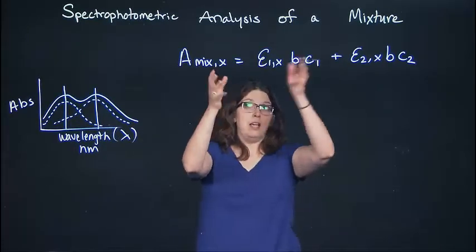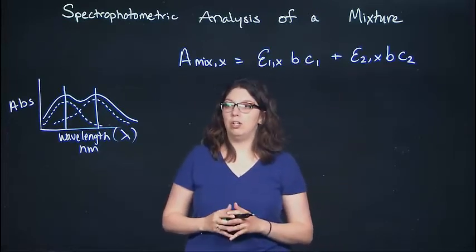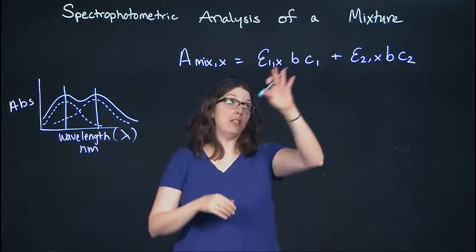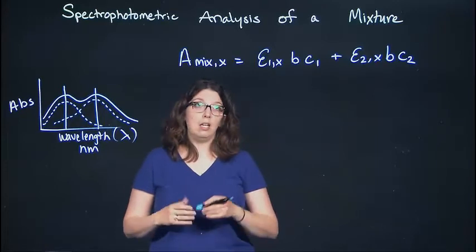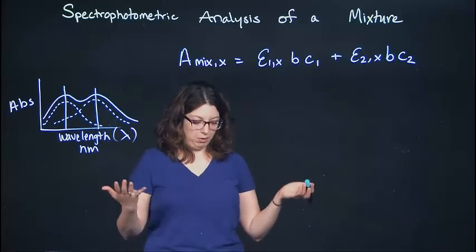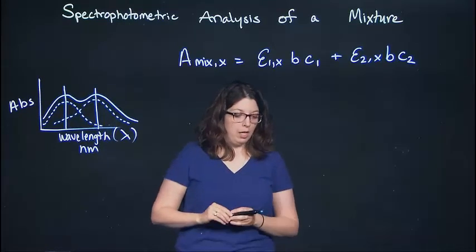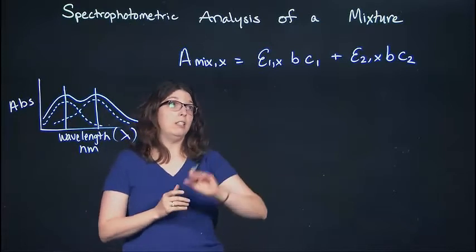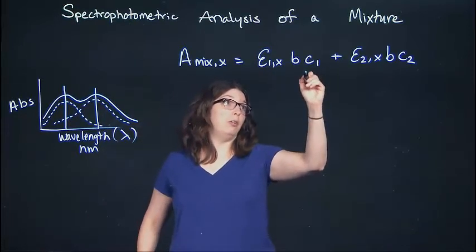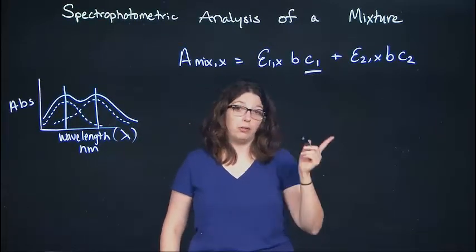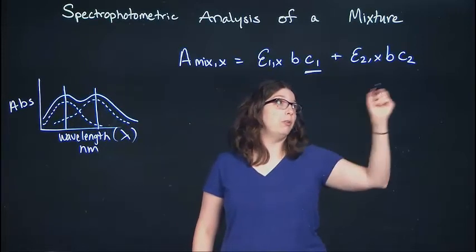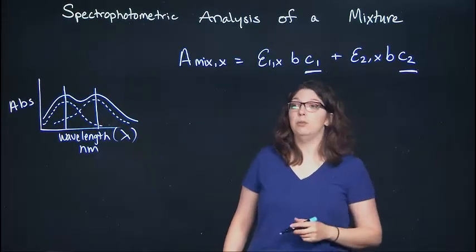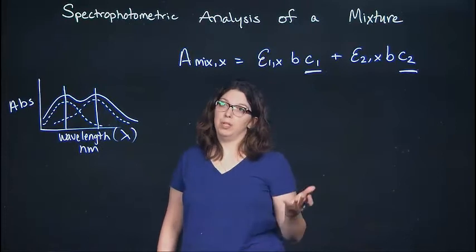So as I said, we need to determine the concentration of a mixture based on the molar absorptivities of the individual components. Unfortunately, in this equation we have two unknowns for a mixture. We don't know the concentrations. We don't know what C1 is, we don't know what C2 is. So what can we do?